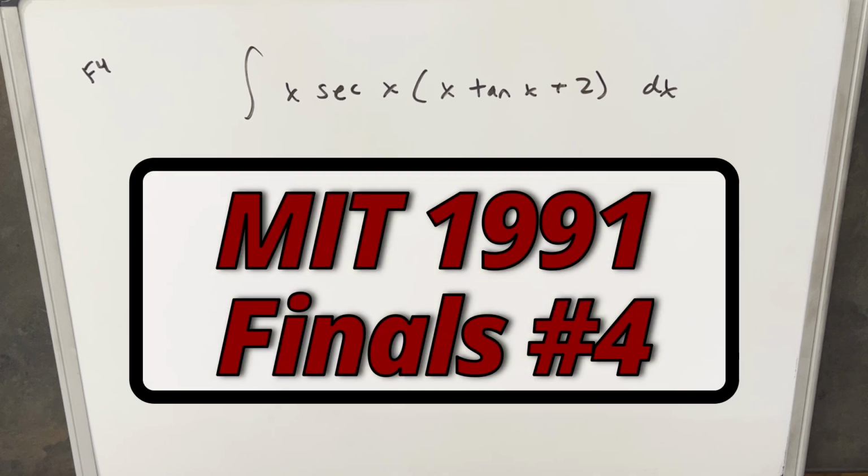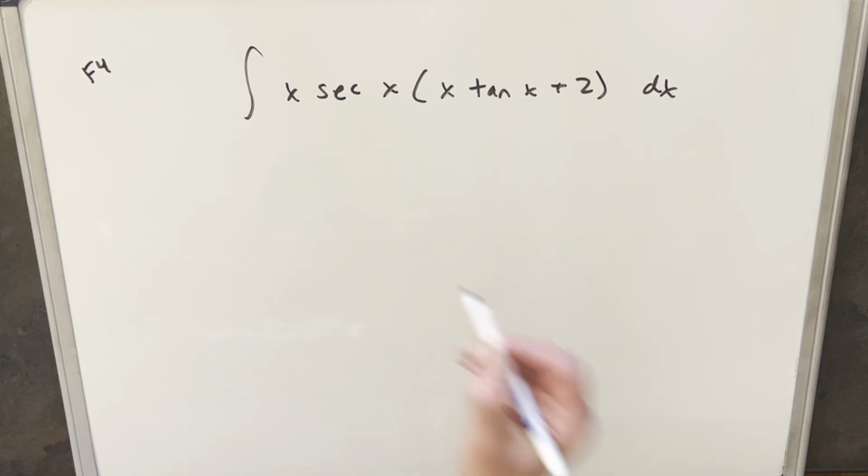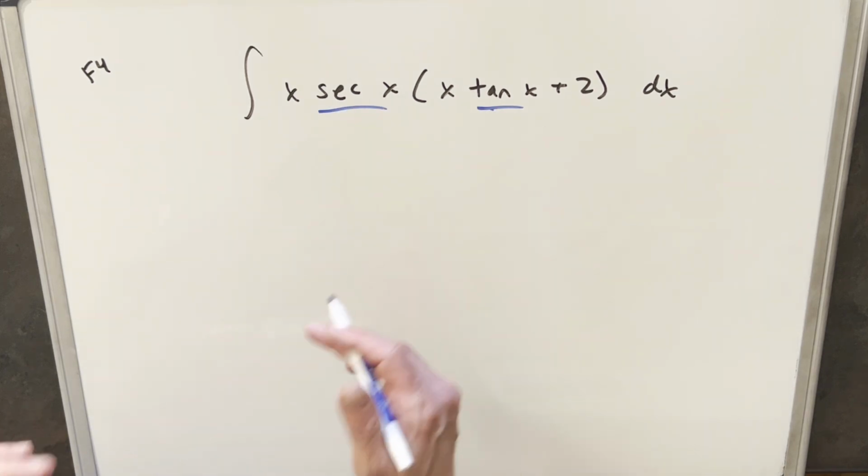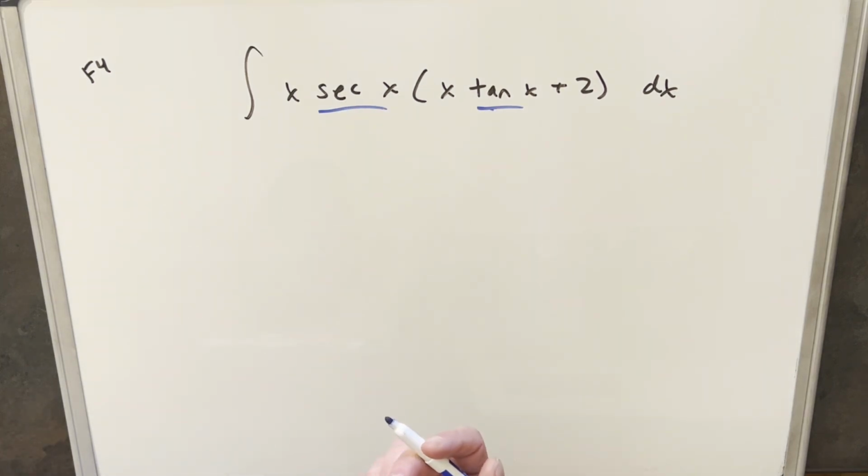Okay, we have written another integral from the MIT Integration Bee 1991 Finals Problem 4. We have the integral of x secant x times (x tan x plus 2) dx. It's kind of interesting because we have secant and tangent, and those work well together. Usually you can get a u substitution, but it's just not really clear how to do it in this form and what we're doing with these x's here.